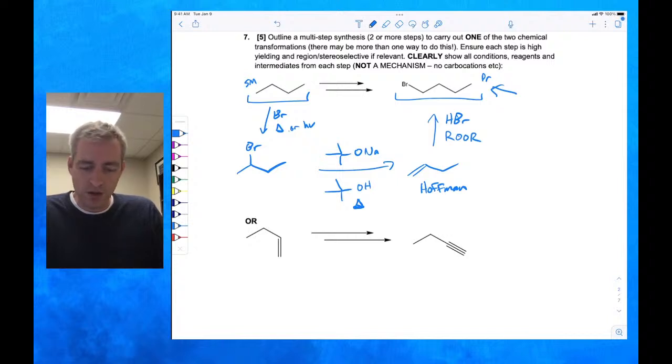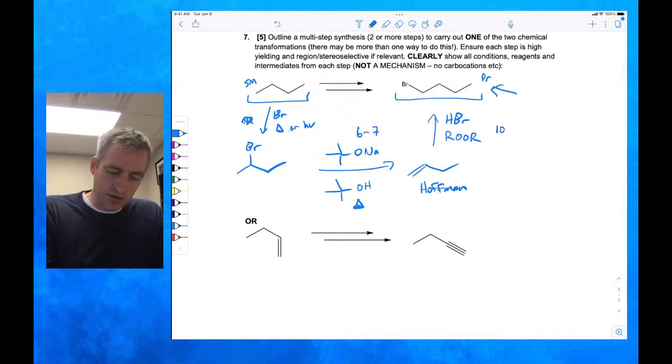The first one is radical bromination, followed by E2 elimination, Hofmann, followed by anti-Markovnikov radical addition of HBr. So this is from Unit 10. This one is from Unit 6. I guess sort of 7, because we introduced the Zaitsev and Hofmann rules in Unit 7, and then Unit 10 again for that last one. No, wait. Radicals were 9, weren't they?